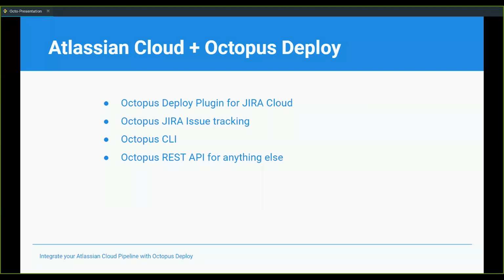And lastly, for anything else not covered above, there's the REST API. Octopus Deploy is built API first. Now, anything you can do in the web portal, you can do via the API. So you can integrate with Octopus using the API in whichever language or tools you prefer.